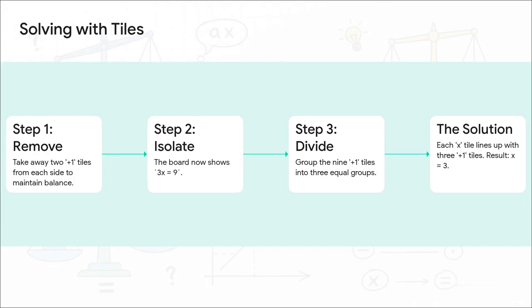So how do we actually solve this with the tiles? Well, first, we simplify the scene. We take away 2 units from the left, and to keep that balance, we have to take away 2 from the right. Now we're left with 3 x's on one side and 9 units on the other. To find the value of a single x, we just divide those 9 units into 3 equal groups. And just like that, the solution becomes crystal clear. Each x lines up perfectly with 3 units. Case solved. X = 3.